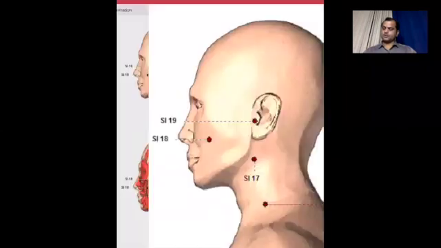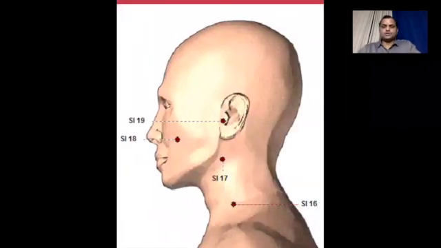Crossing the neck, and finally, it is ending on the face. So this is small intestine 19, which is ending just on the tragus of the ear. So SI19 is the last point of the small intestine meridian. So the small intestine meridian is starting from the small finger, ending on the face at the location of SI19.